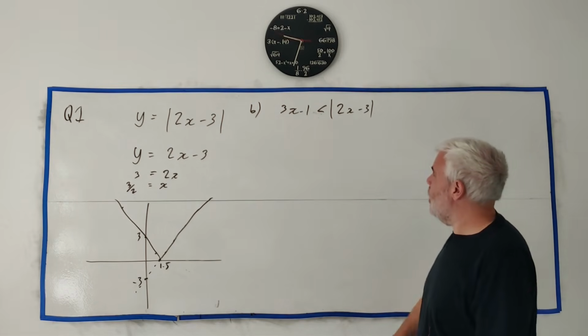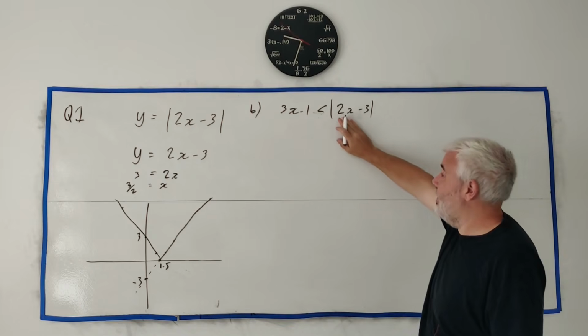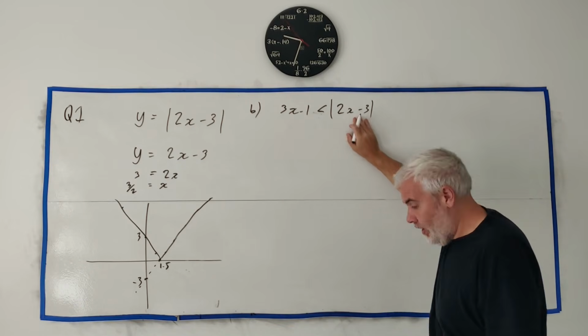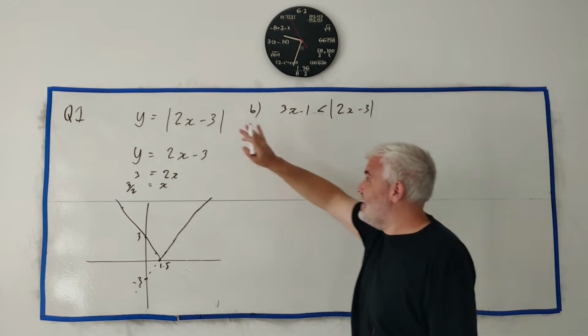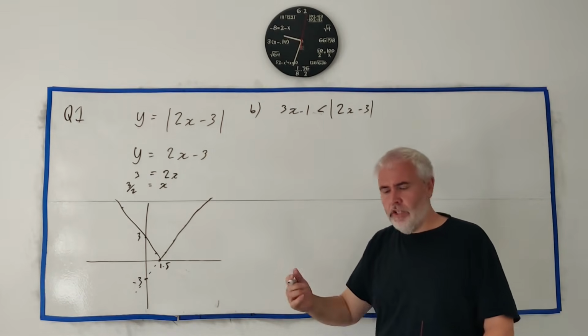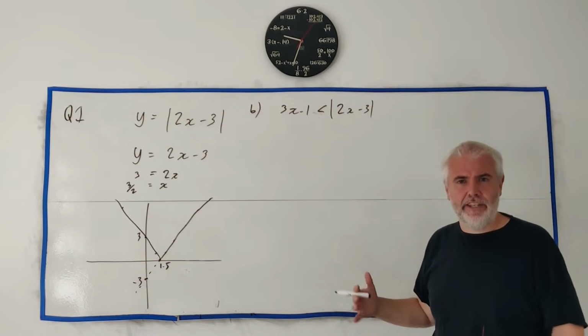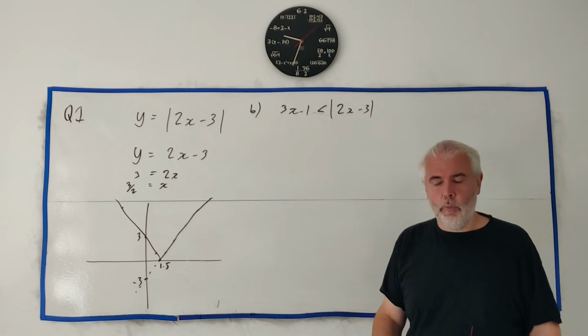Now for part B, we have an inequality. 3x minus 1 is less than the absolute value of 2x minus 3. This absolute value here is the same as we dealt with in part A. And there's a reason for that. They want you to do this question a certain way. There are two ways to do it. I'll sketch out the second way at the end.